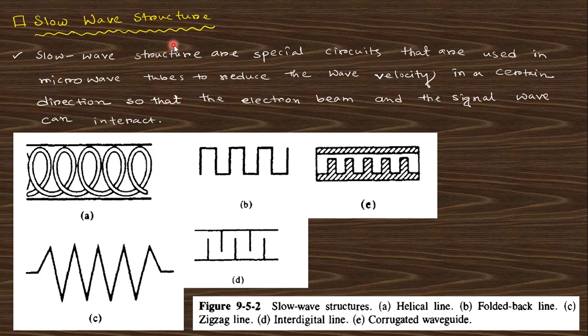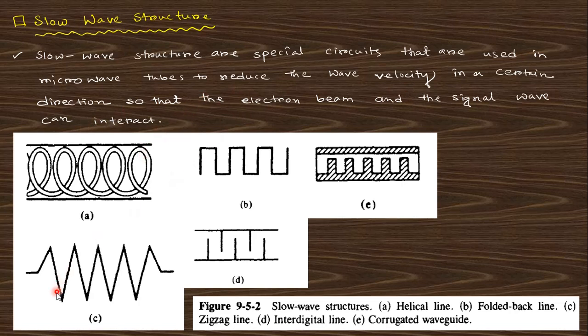What is the slow wave structure? We understand the slow wave structure because it makes the axial speed of the electron and the speed of the RF wave the same. The slow wave structure is a special circuit used in microwaves to reduce the wave velocity in a certain direction, so the electron beam and the signal wave can interact.